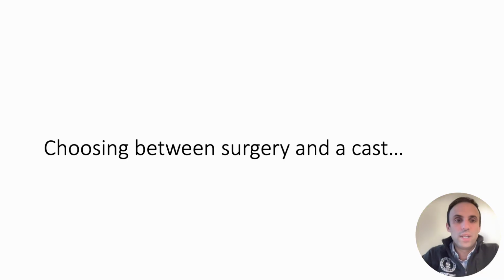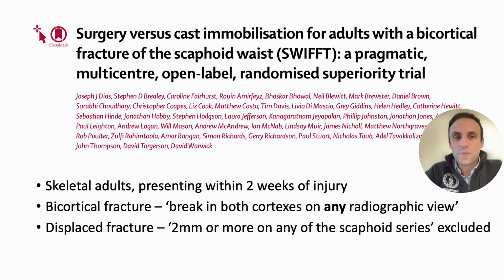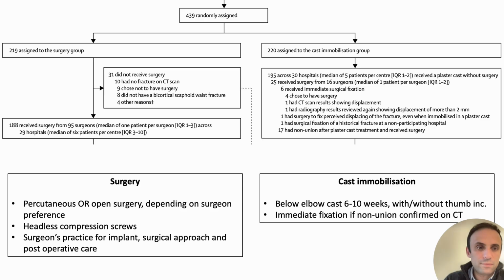So, choosing between a surgery and a cast. The SWIFT trial, which is surgery versus cast immobilization for adults with a bicortical fracture of the scaphoid waist, was looking at skeletal adults presenting within 2 weeks of injury, and the bicortical fracture was defined as a break in both cortices on any radiograph, and the displaced fracture was set at 2 millimeters or more on the scaphoid series. They had a lot of patients, and those that had surgery were defined as those that went for percutaneous or open surgery at the surgeon's preference.